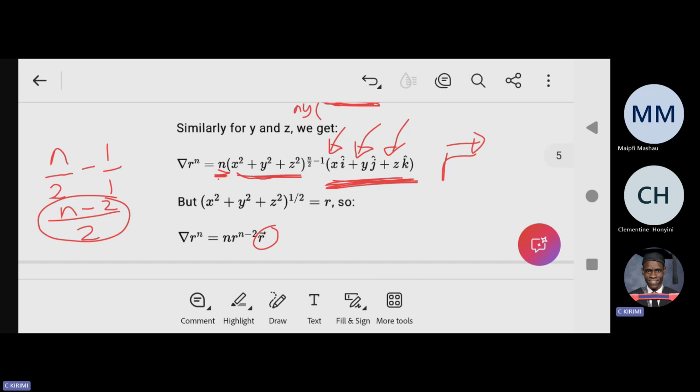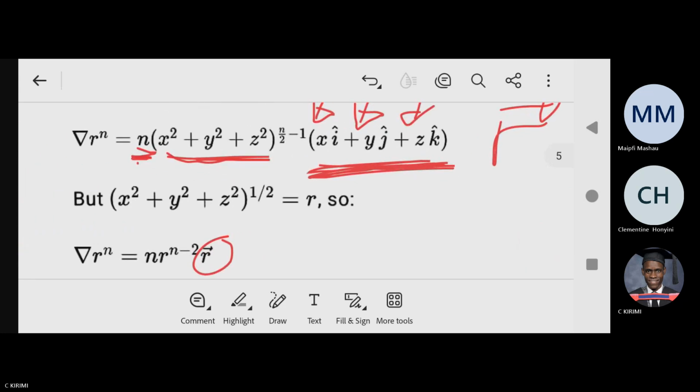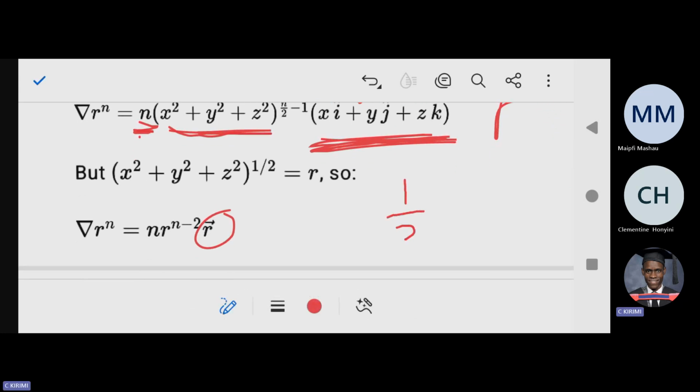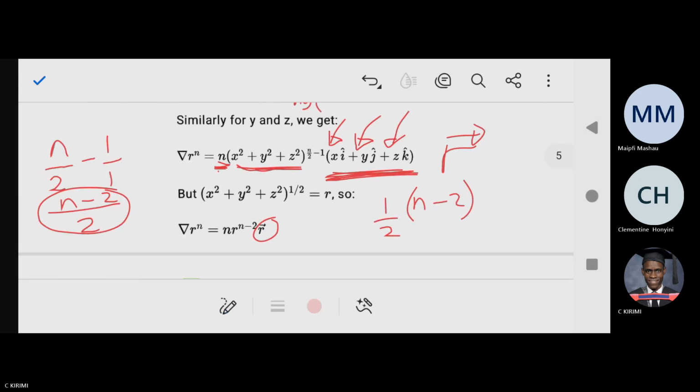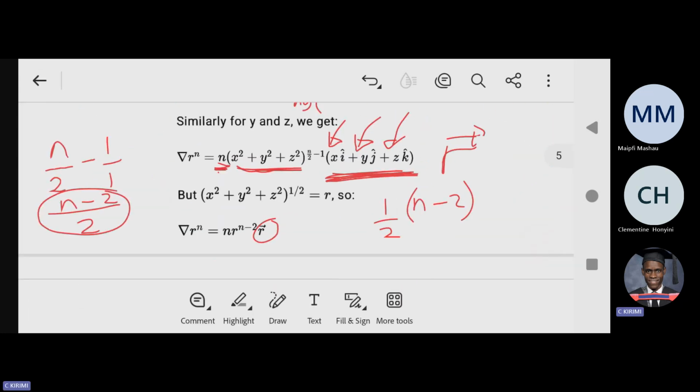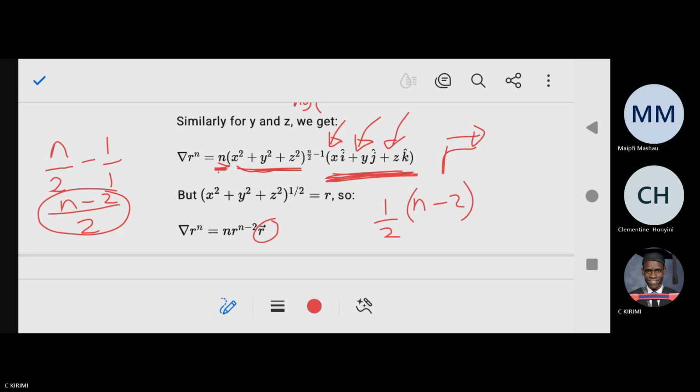So which means it's like this. If it's the half, it will be half of n minus 2. Remember, it's to the power half n minus 2. So another way of writing n minus 2 over 2 is half multiplied by n minus 2, isn't it? This is another way of writing this.